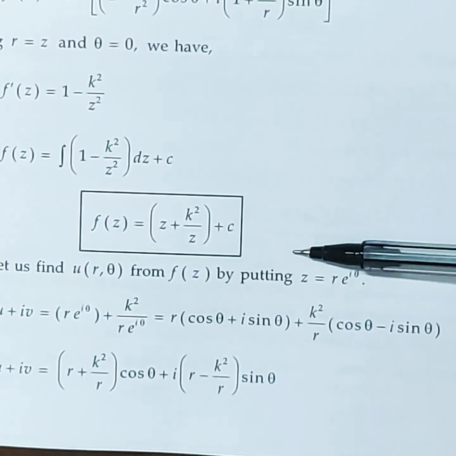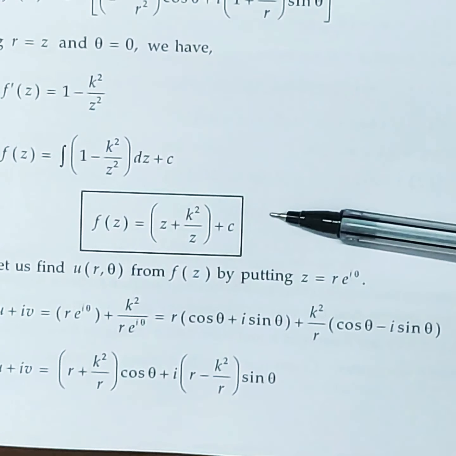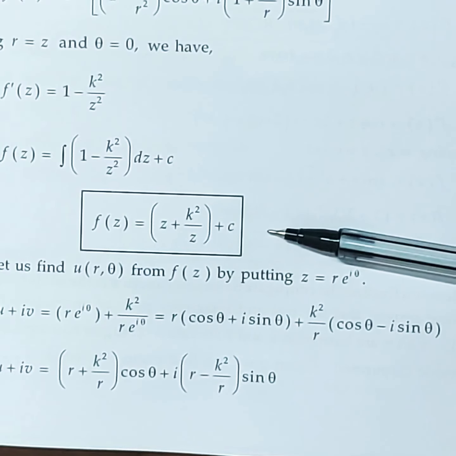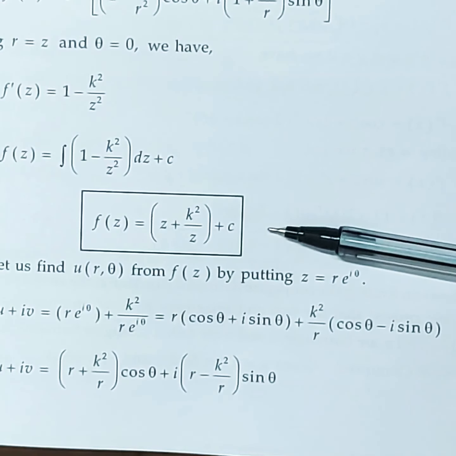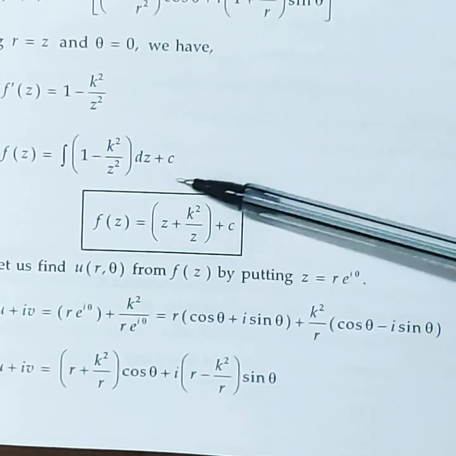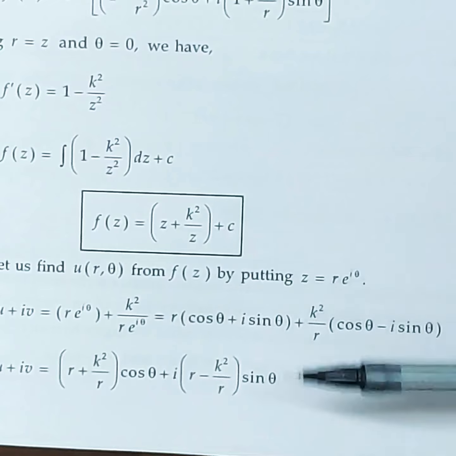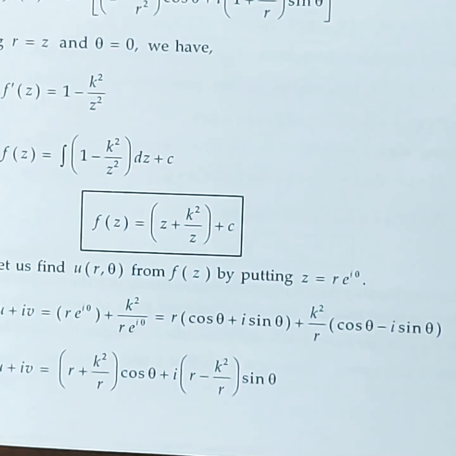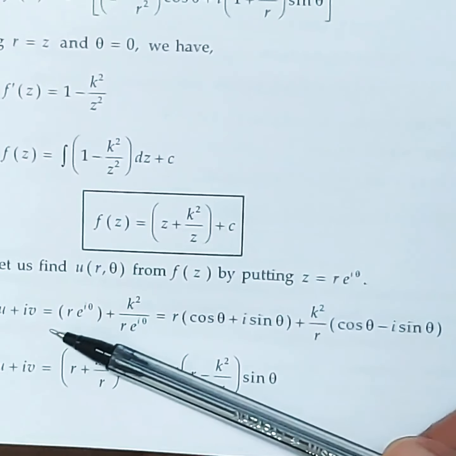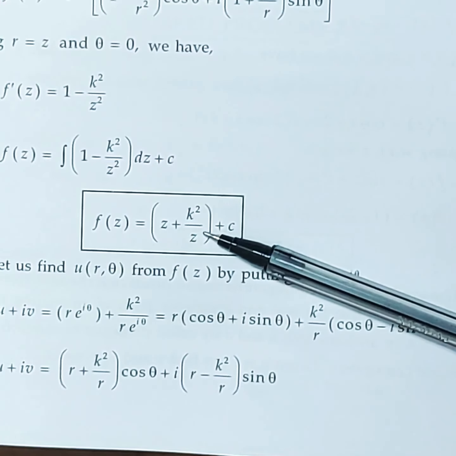So hence we got f of z. If they ask you only to find the analytic function, we can stop with this. But here they have asked us to find the real part, because they have given v, we have to find u. So now this is the overall analytic function. Since it's in terms of polar, we are just going to replace all the terms back, because u plus iv, real plus imaginary, is this. So substitute z is equal to r e power i theta.